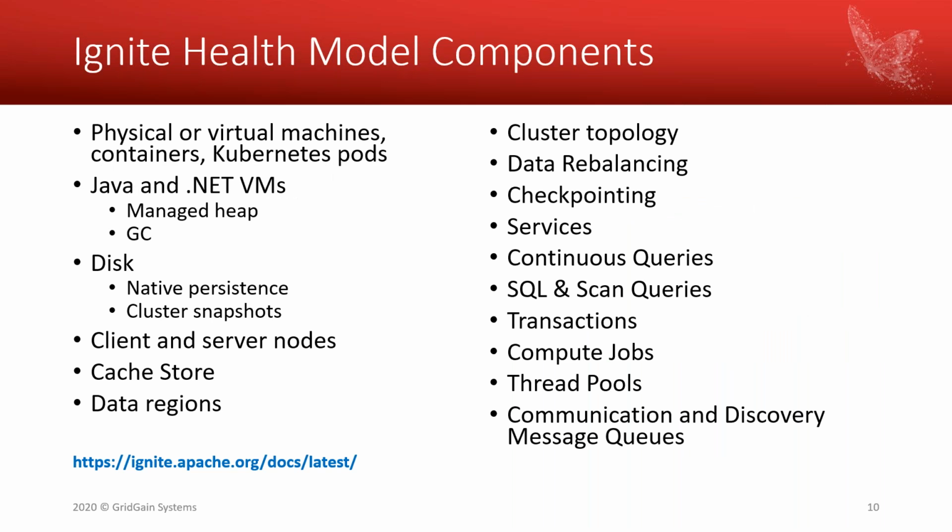This slide lists components in Ignite that could be considered health model components. They could be configured independently and potentially restarted. And they are actionable. DevOps can do something with them, right? So we are not going to read about those components. Go to the Ignite documentation and just read about whatever you're interested in.